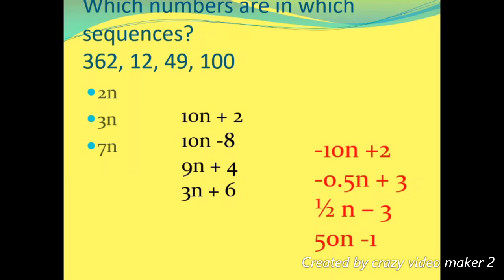Right. So you've got all of these sequences here. I want you to work out which ones have 362 in the sequence, which ones have 12 in the sequence, which ones have 49 in the sequence, and which ones have 100 in the sequence. I want you to solve it whichever way you want. Go pause the video if you want to.